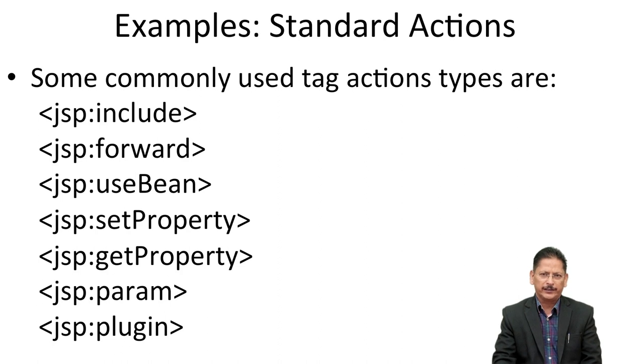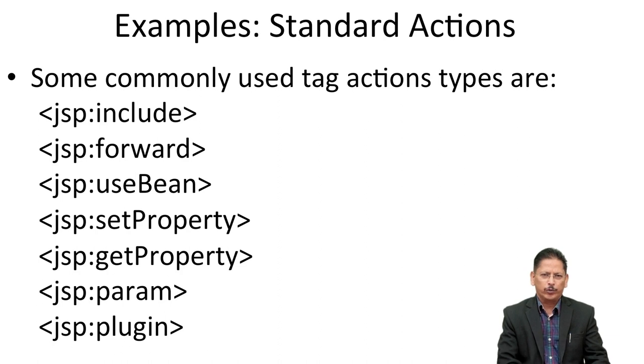along with the basic tags, and these are jsp:include, jsp:forward, jsp:useBean, jsp:setProperty, jsp:getProperty, jsp:param, meaning parameter, and jsp:plugin. So in JSP we have around 8 plugins. These plugins can be used with jsp:plugin.